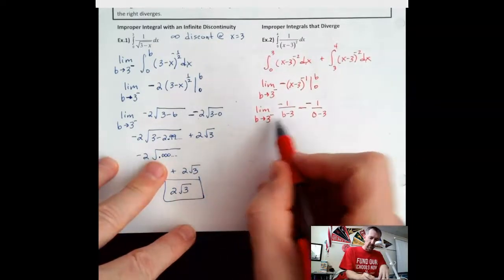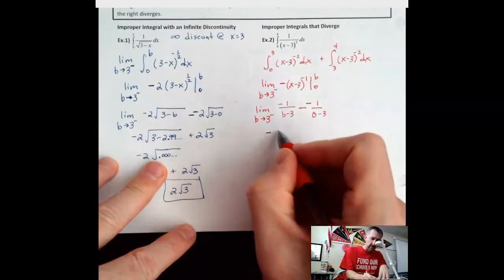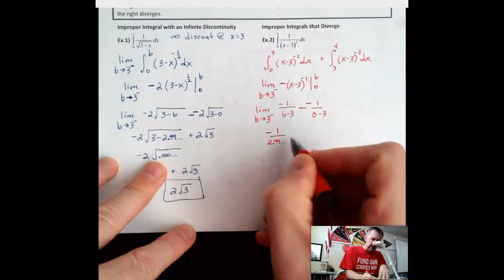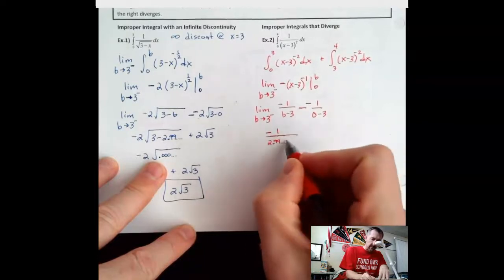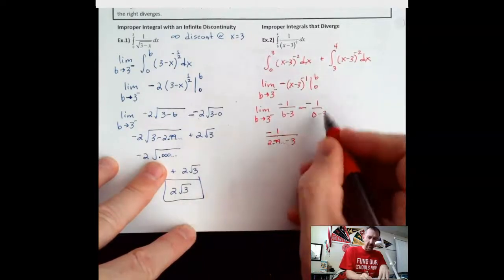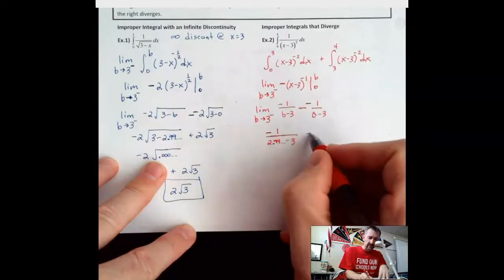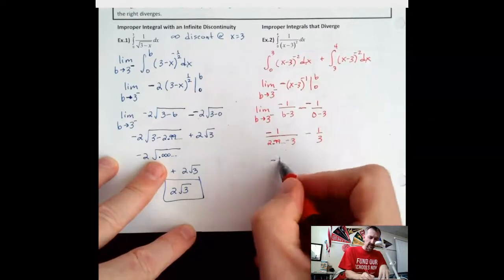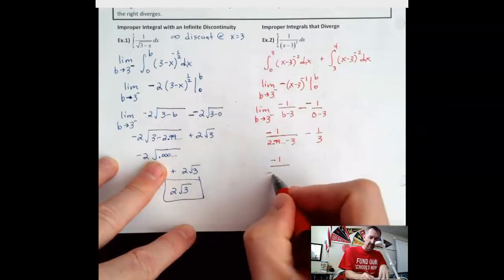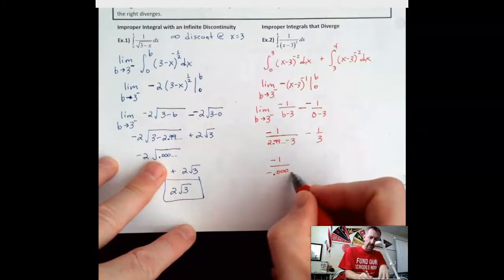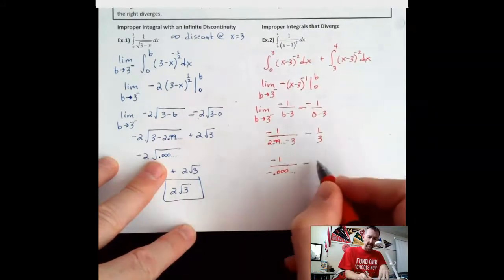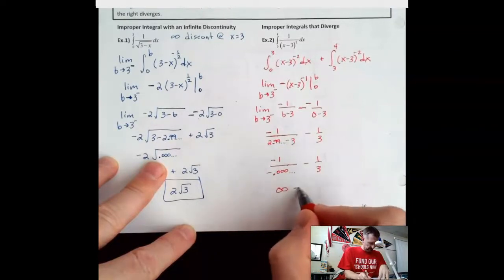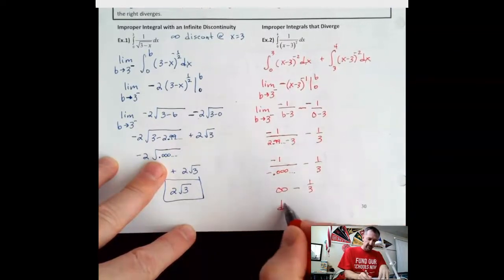Okay, so 2.99, so it's going to be -1, 2.99 dot dot dot, minus 3. That'll be plus, but then that's a negative, so that's -1/3. So that looks good, but we got to look over here. This is going to be -1 over -0.000 dot dot dot, numerical analysis. So that's going to be infinity. So that diverges.